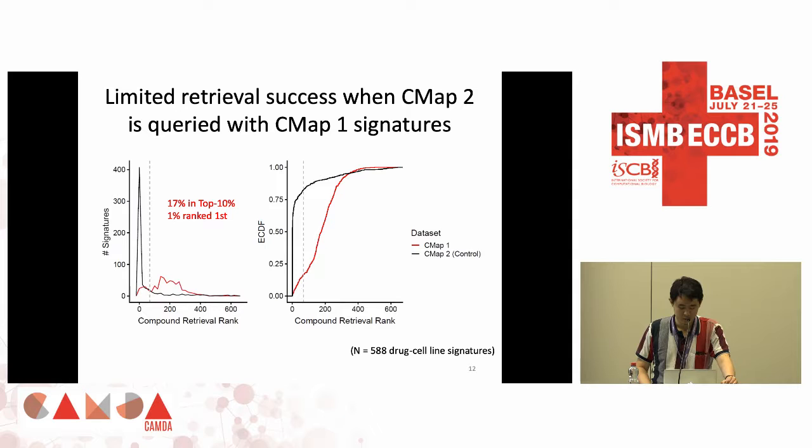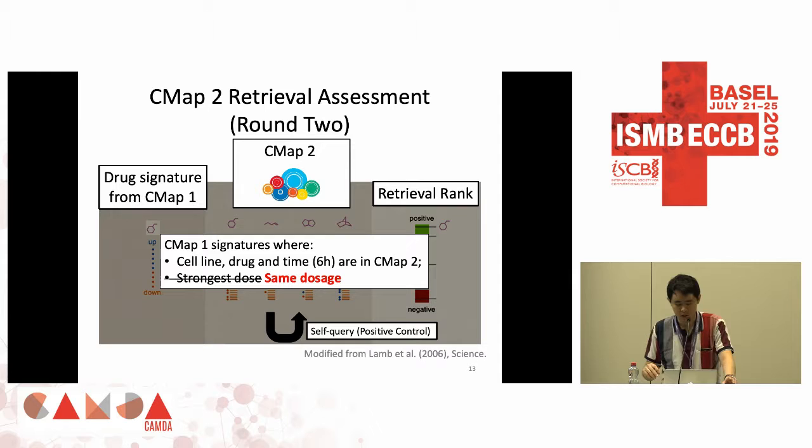Now, we also acknowledge that some CMAP 1 signatures that we use, especially those of the highest concentrations, may not exist in CMAP 2's data, and that different drug concentrations may elicit different transcriptional responses. To address that, we repeat the whole experiment, but now using signatures where the dosage is found in both CMAPs. This is actually a much better test, but one of the drawbacks is that we have much fewer signatures to work with.